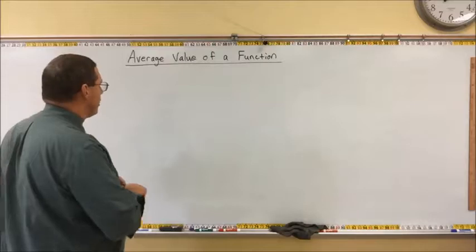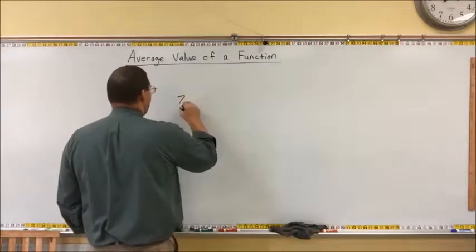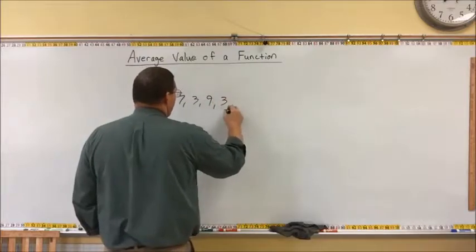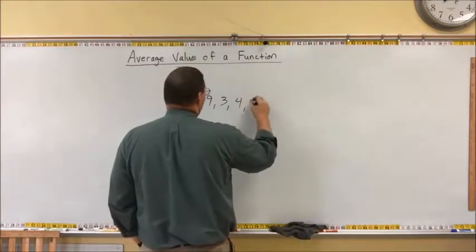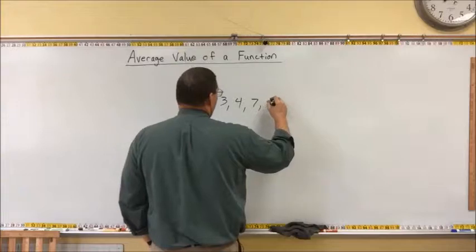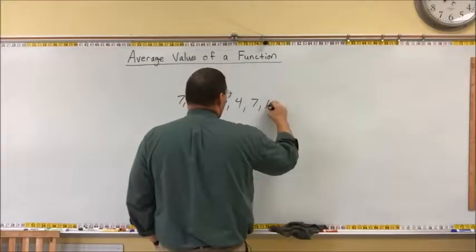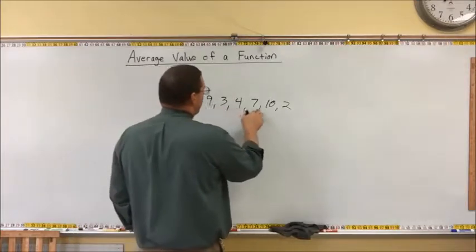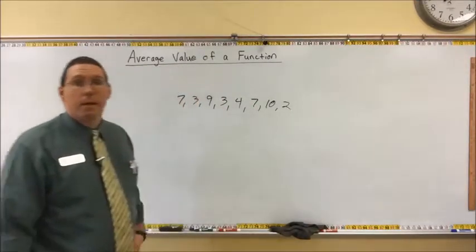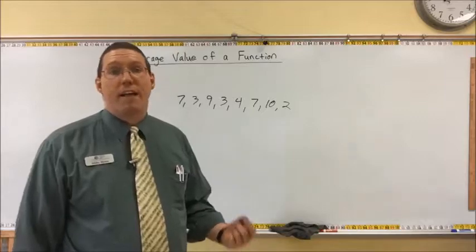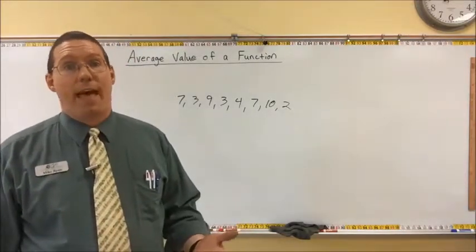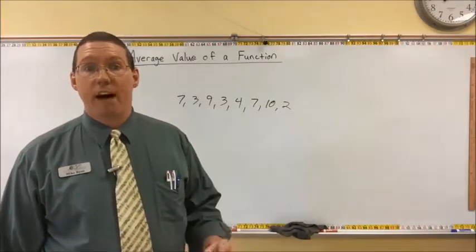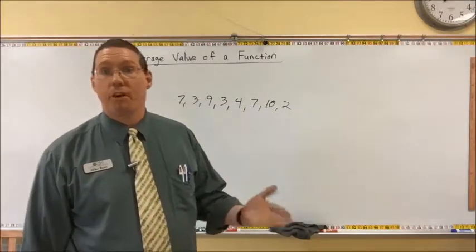If you're given a bunch of numbers, let's say 7 and 3 and 9 and another 3 and then maybe a 4, maybe another 7, then a 10 and then a 2. So we've got 1, 2, 3, 4, 5, 6, 7, 8 numbers. You probably already know how to find the average of a group of numbers, and that is to add up the numbers first, then divide by how many numbers there are.